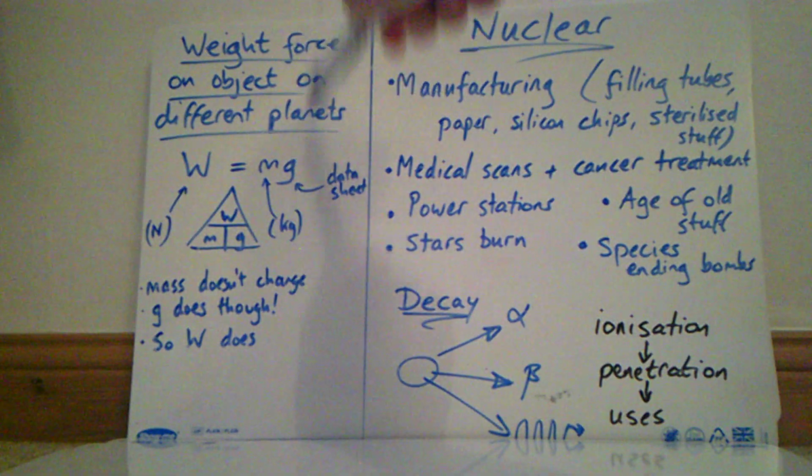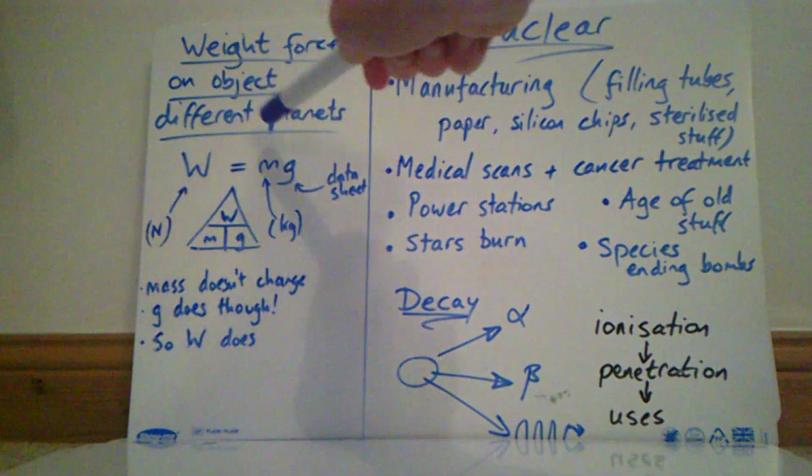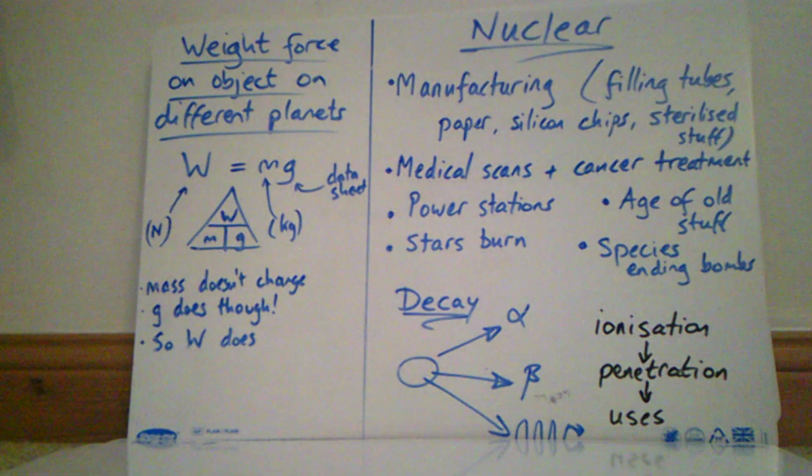W equals mg, the weight force on an object on different planets. The weight force, measured in newtons, is the mass of the object in kilograms times little g, the gravity field strength, which you can find on the datasheet. Here's the triangle. Fundamentally, mass doesn't change. Mass is like the number of atoms in something. Mass is measured in kilograms. It's not going to change.